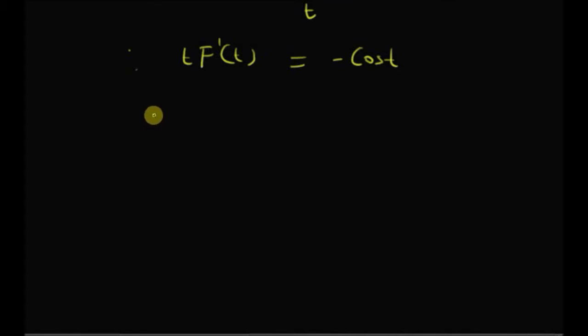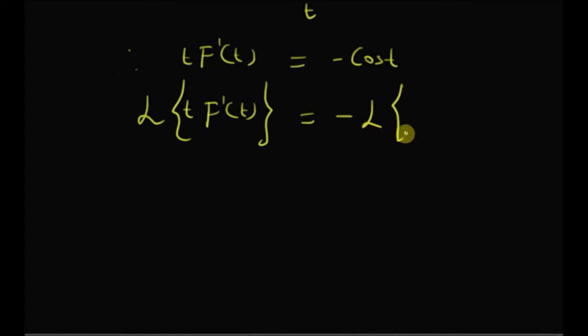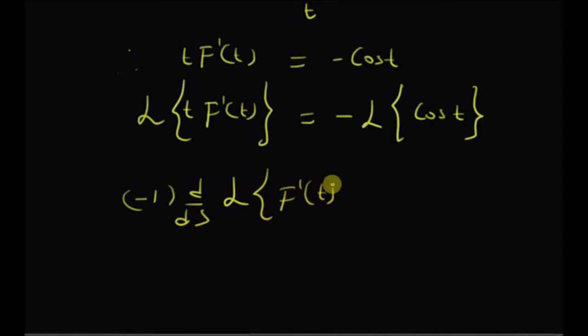Now by applying the Laplace transform on both sides, we have the Laplace transform of t times f dash of t equals minus the Laplace transform of cos t. And by using the formula for the Laplace transform of t times a function, we have minus 1 times the derivative with respect to s of the Laplace transform of f dash of t, which is equal to minus s by s square plus 1, because the Laplace transform of cos t is s by s square plus 1.